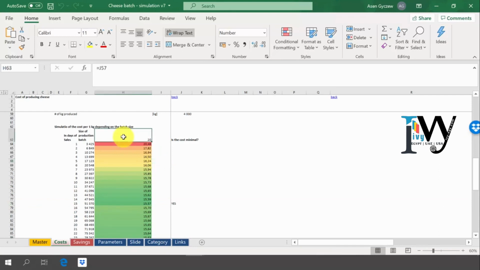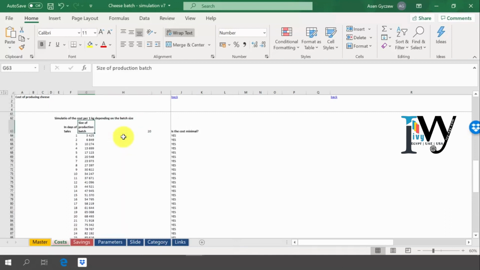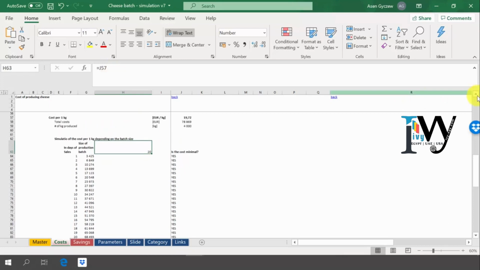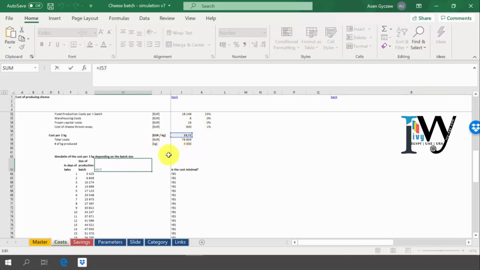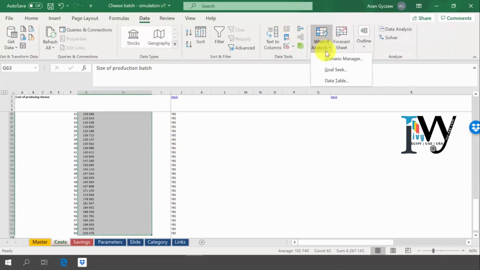So if you didn't manage to do it, let's do it maybe one more time. So let's erase everything we've got here. And here we should first take this table where on the very left we will have the size of the production batch. And here in H63 we've got what we want to optimize. So in our case, this is the cost per 1 kilogram. So you select the area, you go to Data, which is above, then you pick What-If Analysis, Data Table.